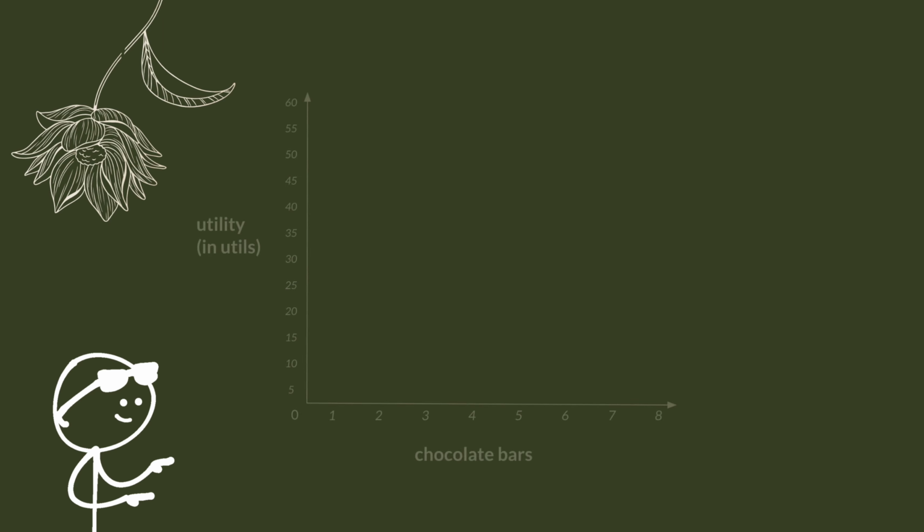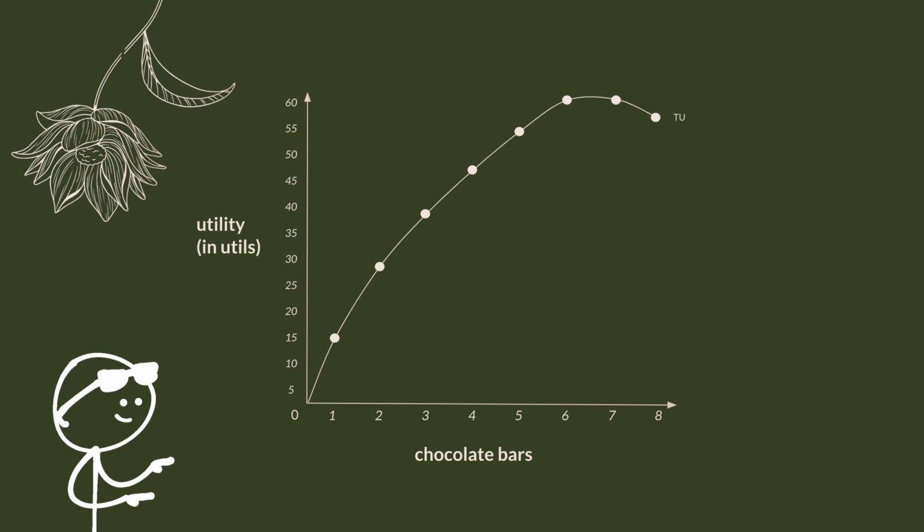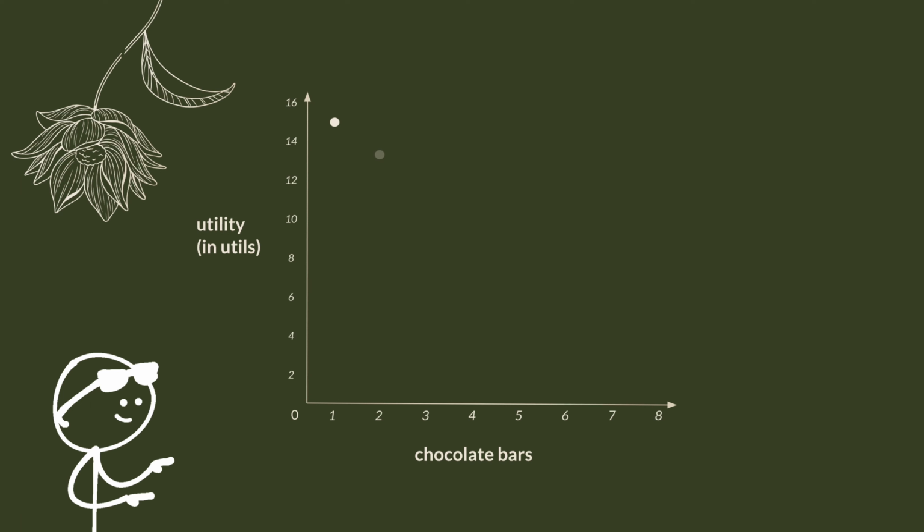Now, if we take the numbers from the table earlier and plot them on a graph, this is what we get. This is Bob's total utility curve. I'll explain the shape in a moment. Here, I've plotted Bob's marginal utility, which diminishes as he consumes more chocolate bars.